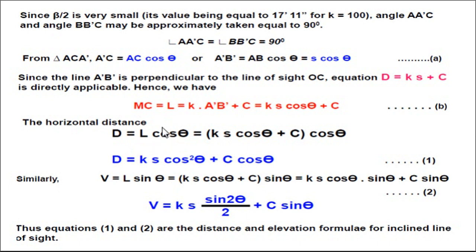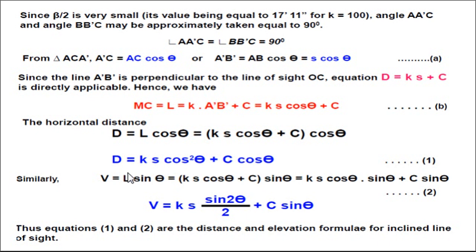Again, just trigonometry. D is equal to L into cos of theta, substituting the value of L from this equation: L cos of theta is K S cos theta plus C, into cos of theta as it is. Hence D is equal to K into S into cos square theta plus C cos of theta, which is the distance formula when the line of sight is inclined.